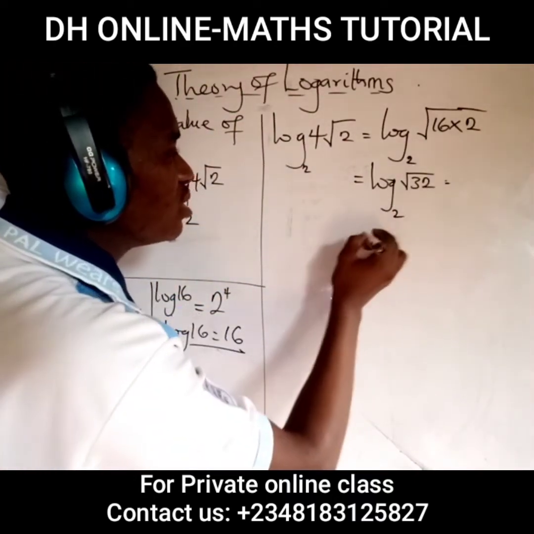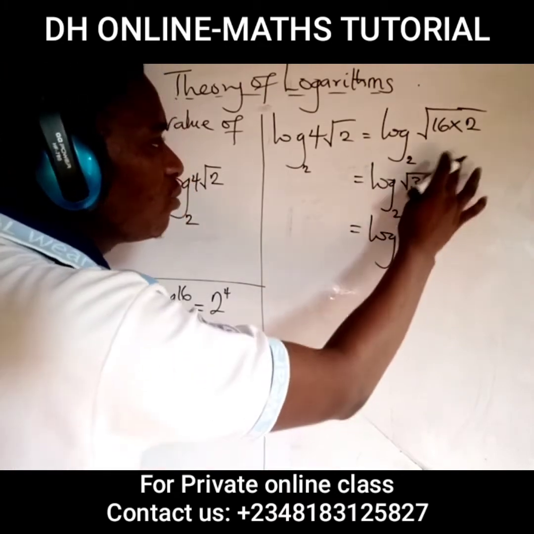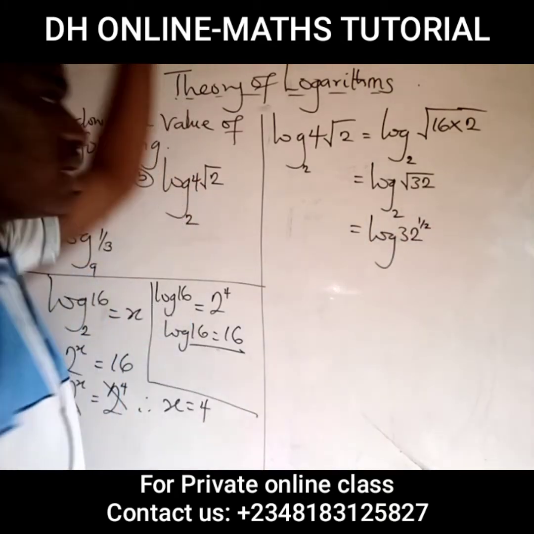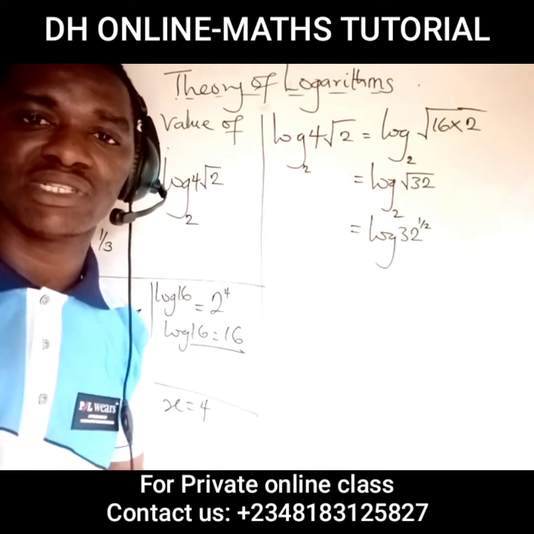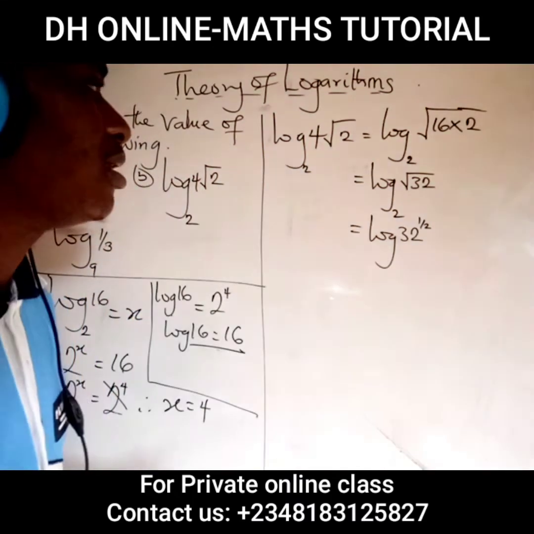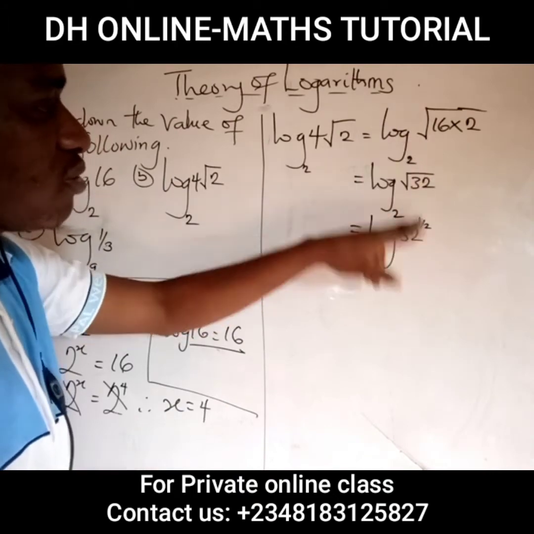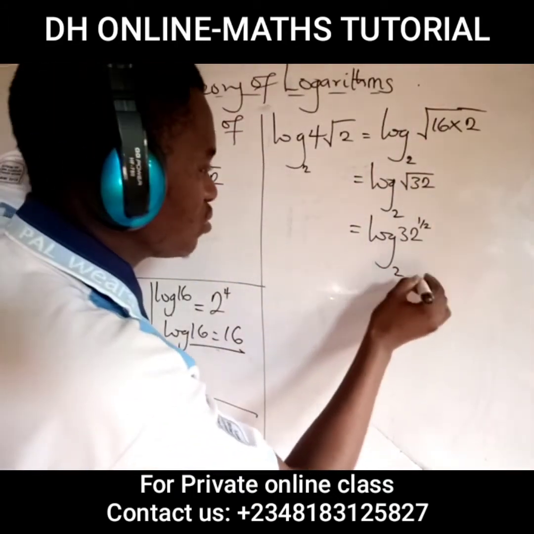So the next thing you do here is, so then you see log. We don't know exactly log 32 to the base of what. Now I'm obeying the law of indices here. So that's why I said indices and logarithm, they are brother and sister. So this square root forms 1 over what? 1 over 2 as a power. So this is 2 here.